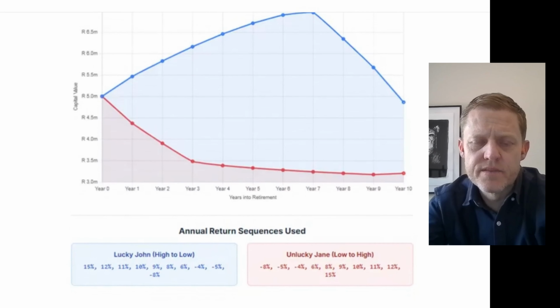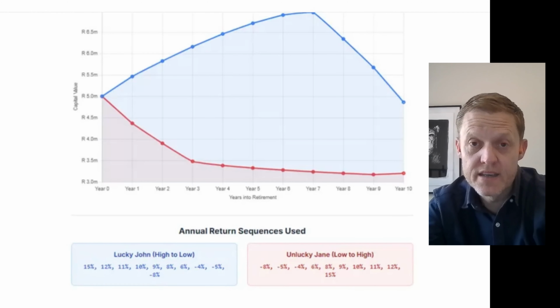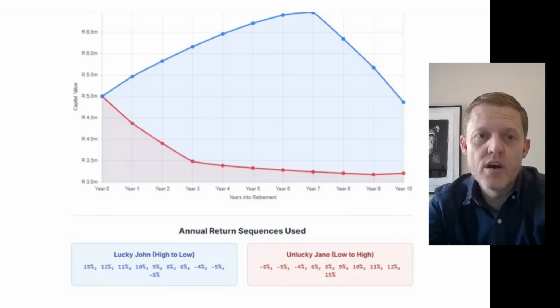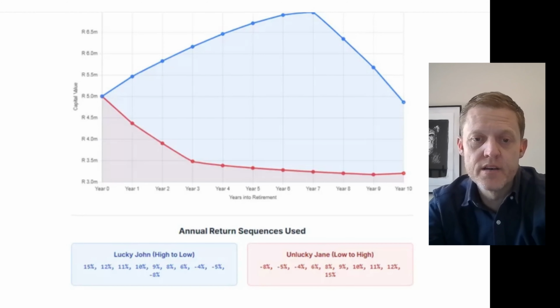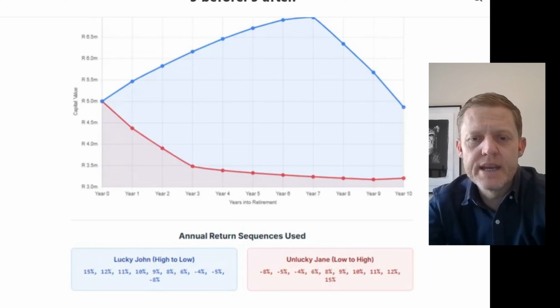Just to give you a sense of the returns we've used here, you can see they're actually exactly the same between John and Jane. They just happen to be earned in the opposite order. So John got the high returns first and the low returns later. And Jane got the low returns first and the high returns later. It's an extreme example just to show the difference that the sequence of returns will make. But this is a crucial risk that we have to deal with from a retirement income planning perspective.